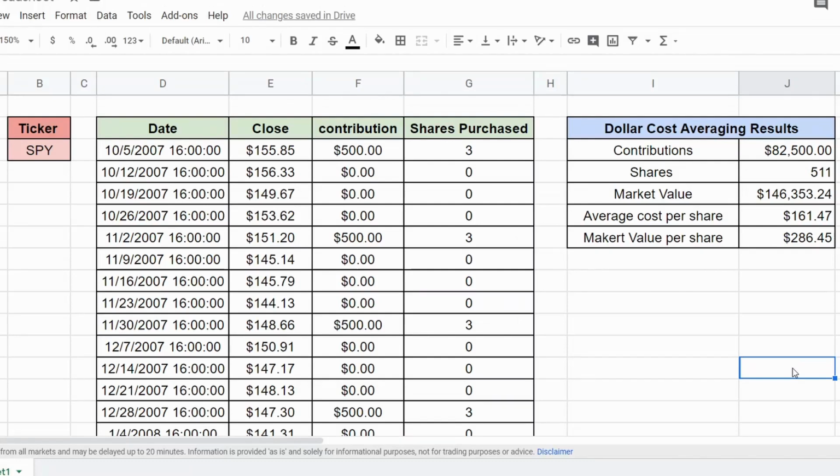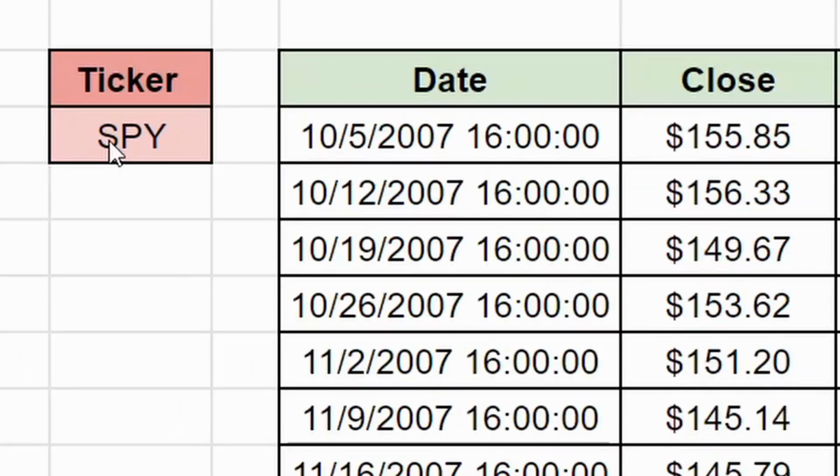All right, what you can see is I have a spreadsheet on Google Sheets, and we're going to be tracking the SPY. That's the Standard & Poor's Index. It's an ETF. Right now it's trading at $286.